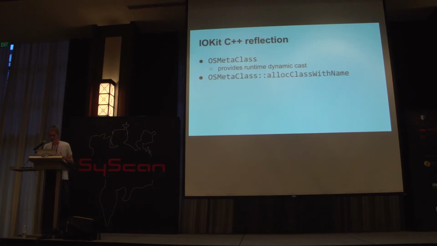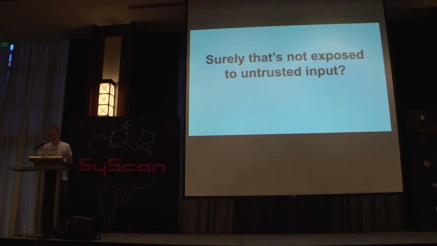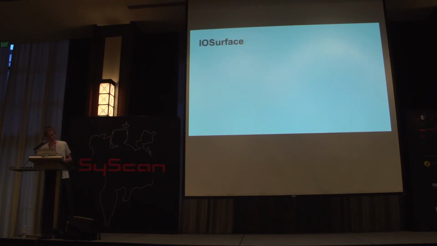Code can then call OSMetaClass allocClassWithName to instantiate any IOKit object just with a string. So this is a very tempting and interesting API to look at. But surely there is no way that this is exposed to untrusted input. But unfortunately, as is true with so much of security, if you have a dangerous API, there will be some developer somewhere that will find a way to pass untrusted input to that API. So this is our case study.